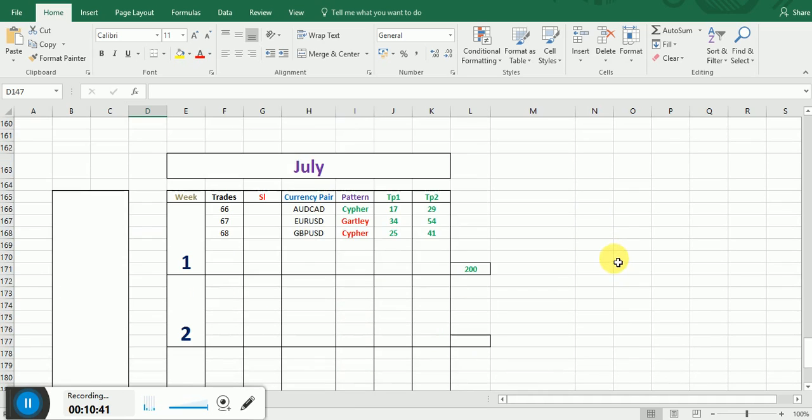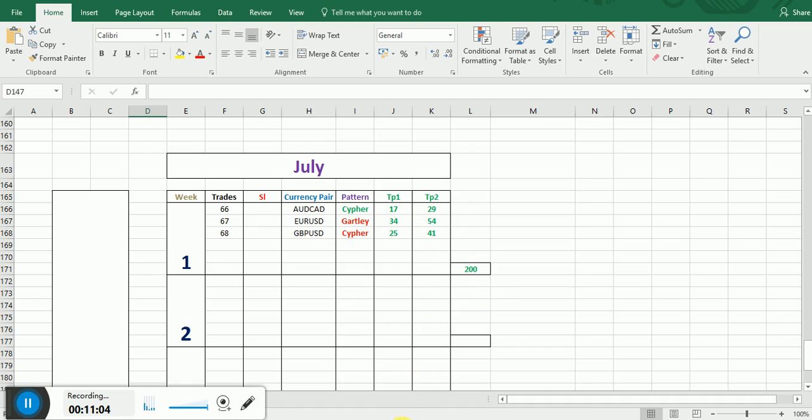But we started the month of July with a bang. Maybe it's because it's my birthday month, so it's giving me an early birthday present, really. We'll see how the month unfolds. But as you can see, we've taken 3 trades. All our trades have hit the first and second target, giving us a total of about 200 pips.